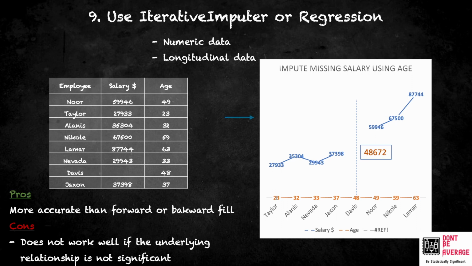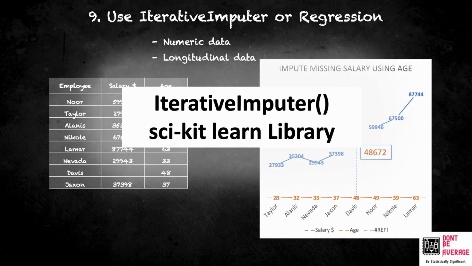Now, one good thing about it is it's more accurate than forward backward fill, and always better than losing any information by removing rows or columns. But it does not work well if the underlying relationship is not very significant. If we are assuming there's a relationship between salary and age, but that assumption is not true, then it will fail. This is very easy to do in Python using the iterative imputer function from the scikit-learn library.